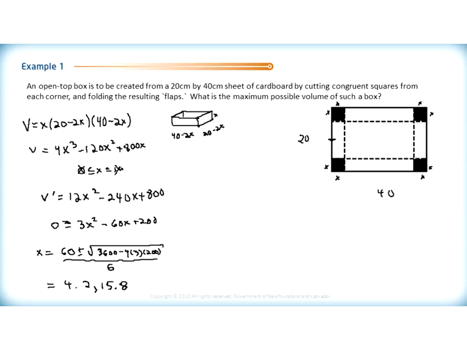So one of these things is not like the others. 15.8 is no good to us because it's outside of our restricted domain. So it looks like x is going to have to be 4.2. Let's see what the actual volume would work out to be at that point. So the volume at 4.2 would work out to be 4.2 times (20 minus 2 times 4.2) times (40 minus 2 times 4.2).